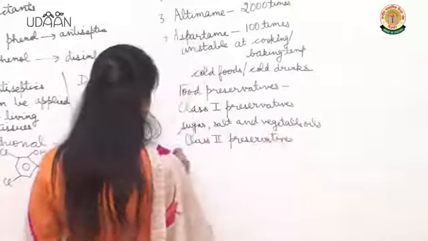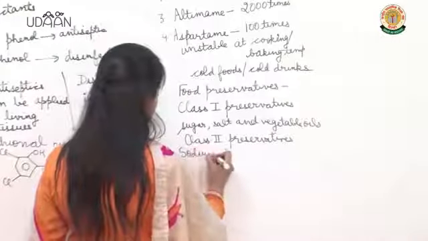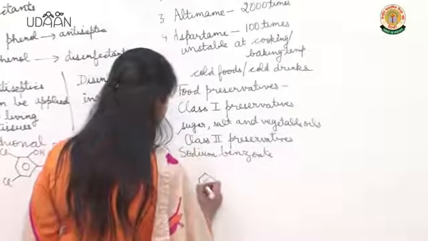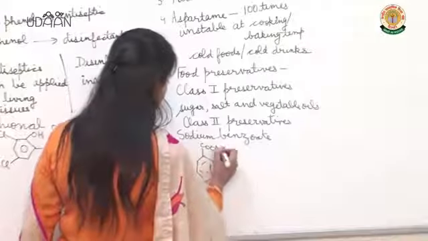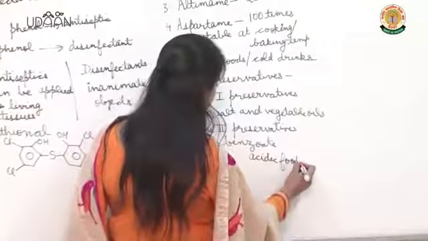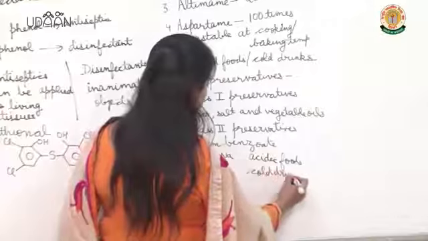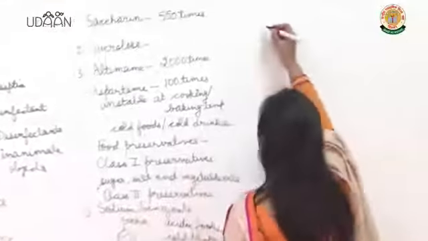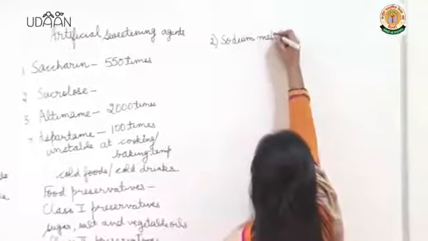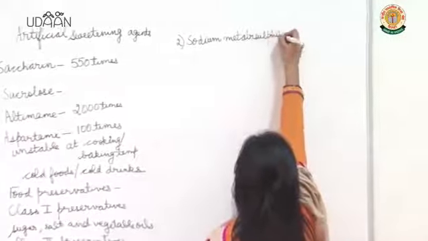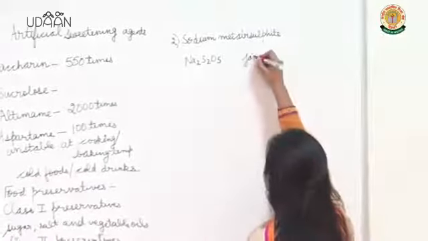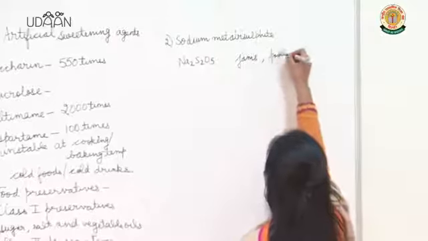Class 2 preservatives, now first example is sodium benzoate. Sodium benzoate is used in acidic foods and cold drinks. And sodium metabisulfite is Na2S2O5 and it is used in jams, pickles and squashes.